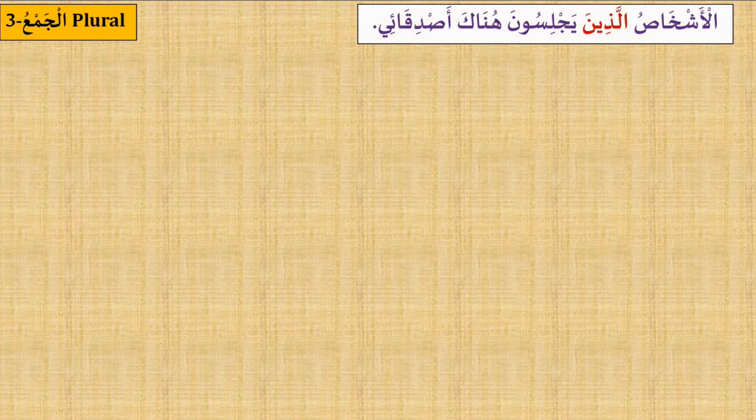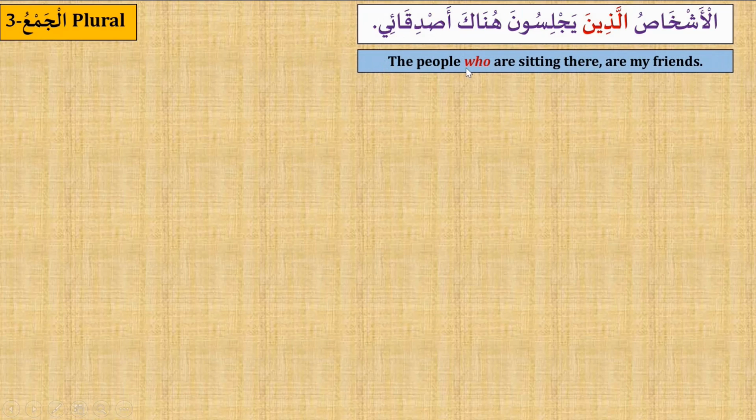And the next one is الجمع, plural relative pronouns. Examples: الأشخاص الذين يجلسون هناك أصدقائي. The people who are sitting there are my friends. الأشخاص is the plural of شخص, person, people. The people الذين, who are يجلسون, sitting, هناك, there, أصدقائي, are my friends.